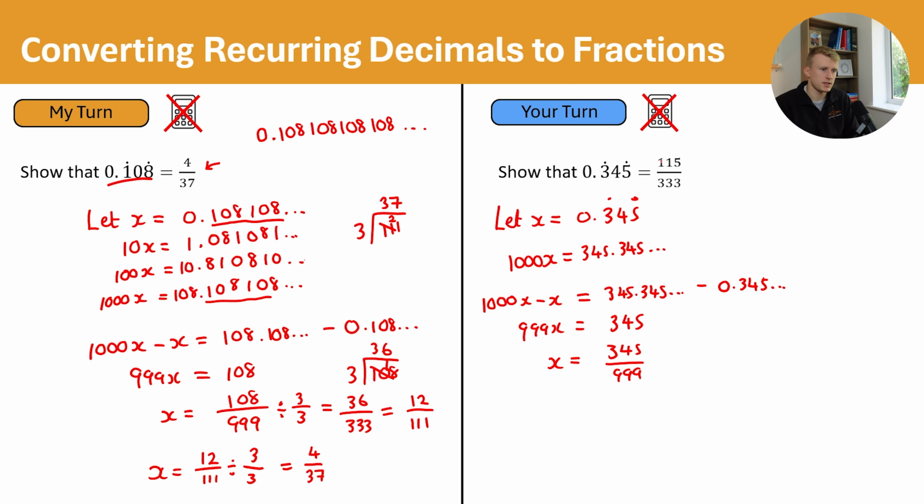And we need to show that this is equal to 115 over 333. I can divide both my numerator and denominator by 3. And I'll check what 345 divided by 3 is. 3 goes into 3 one time, 3 goes into 4 once with 1 left over, and 3 goes into 15 5 times. So x is equal to 345 divided by 3, which we said was 115, and 999 divided by 3 is 333. And so I've shown that my recurring decimal is equal to 115 over 333.